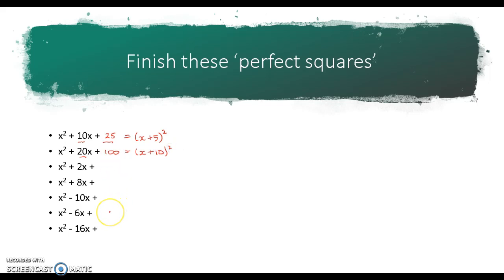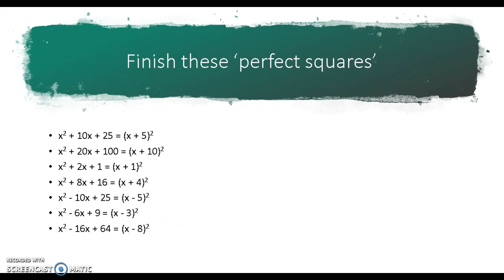Now I can complete the others, and I'll allow you a bit of time to do that, but I want to go down to this bottom one just to show the effect of the negative. So again, we take half of the negative 16, which will be negative 8. But of course, when I square a negative 8, I'm going to get positive 64, which can be expressed as x take 8, or my negative 8, all squared. And I've actually finished those squares, and here you can see there's some answers to them.